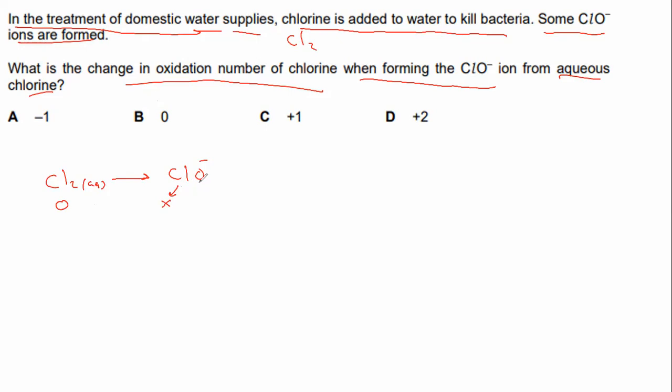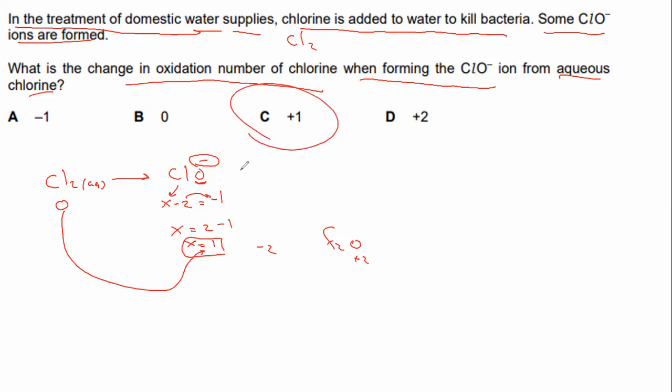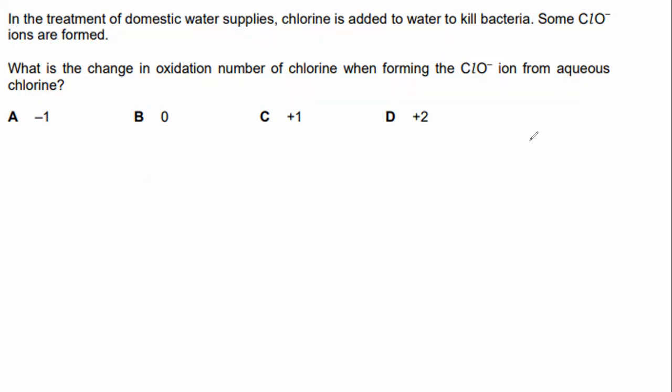Oxygen, guys, always has oxidation number of -2, except in F2O. So oxygen always is -2, and this will be equal to -1. So X minus 2 equals -1, we take the 2 to the other side, 2 minus 1, X will be 1. Okay, so X was 0, then it becomes +1. The correct answer is C. Moving to the next question.